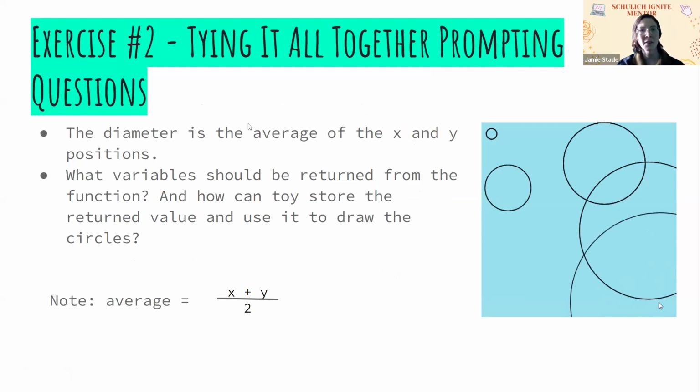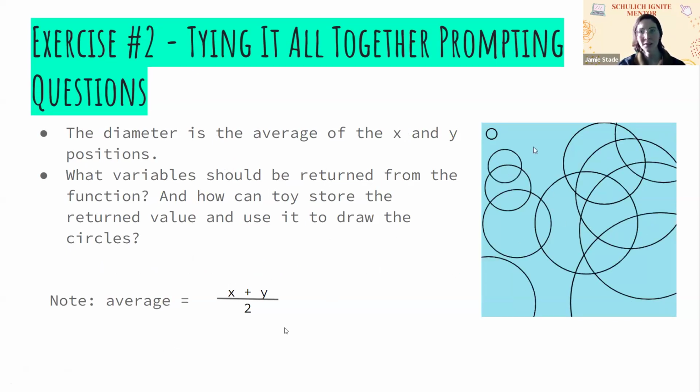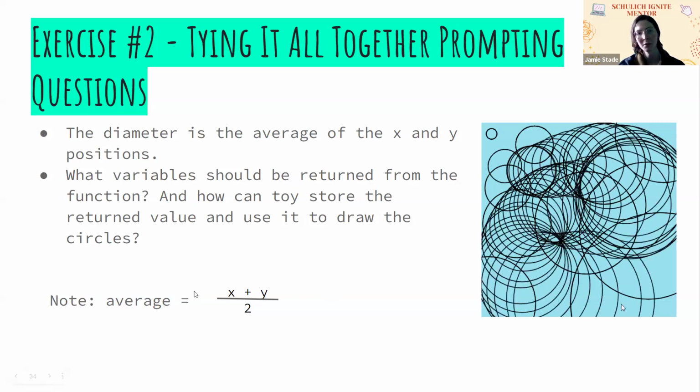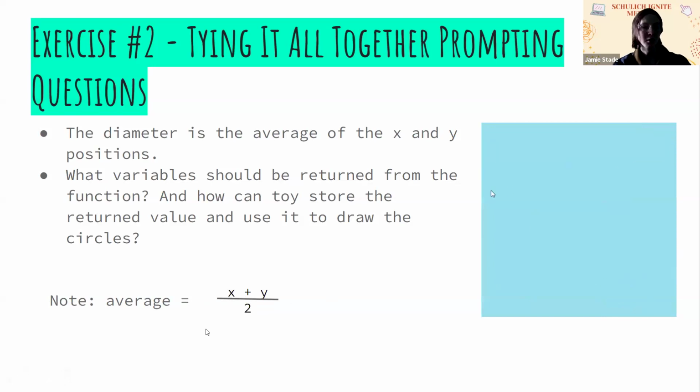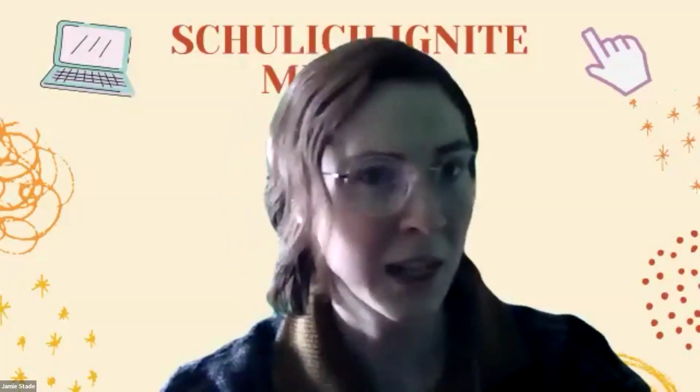So if the diameter is the average of the x and y positions, we basically just need to write a function that can compute this equation if we pass in x and y. Give us some time to figure this out.